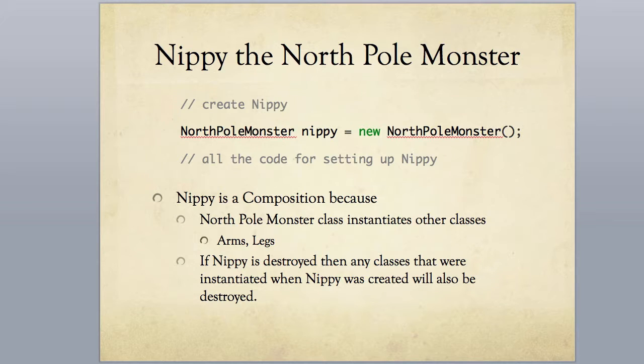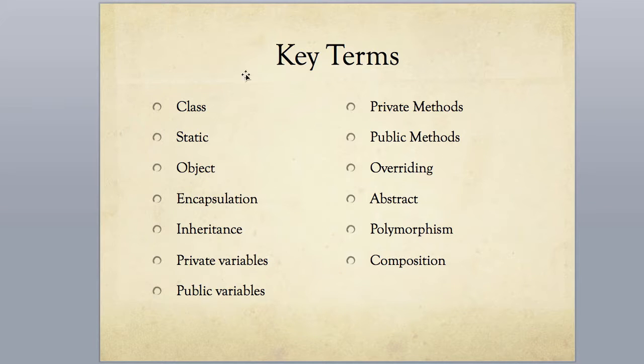Okay? So, what are some of the key terms that we're dealing with? Well, class, static, object, encapsulation, very, very important, inheritance, private variables, private methods, public methods, overriding, abstract, polymorphism, and composition. So these are things to be thinking about, and hopefully this little review will help you to get your head into the game. If you didn't understand these terms, we don't really have the time, or I don't have the time, to create videos to really pin all this stuff down, because that is in fact its own course.